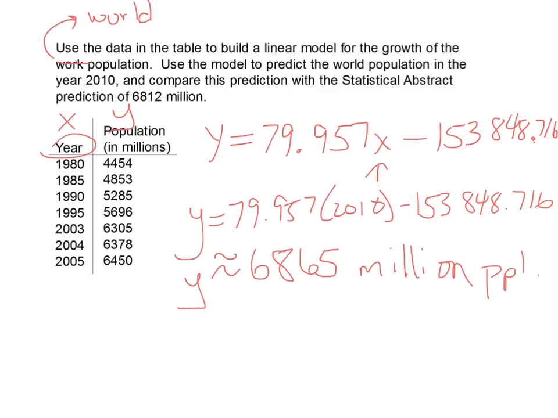All right, now, so how close is that? It says compare it, so compare it to the statistical abstract. Obviously, it's a little bit higher than what the statistical abstract predicted, by about 50 million. So it is a little bit higher.